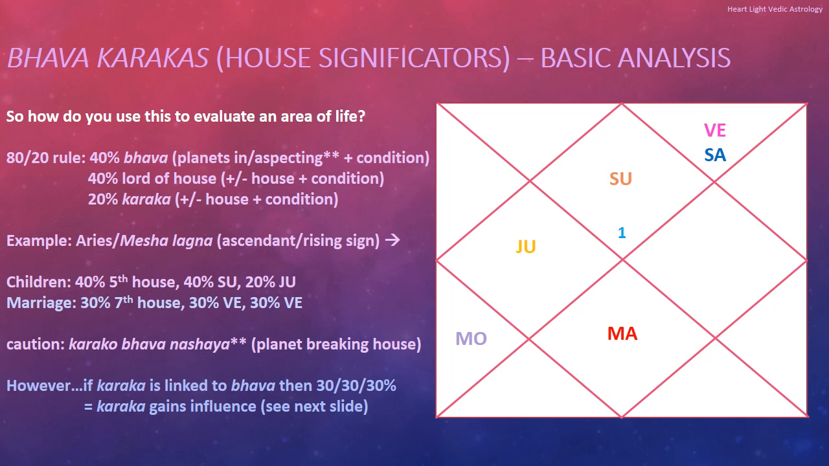So 80%, if you just look at the house, if you just look at the lord of the house, you'll get 80% most of the time, not all the time. There's an exception. I'm going to talk about that. There are exceptions to this, but 20%, the additional 20% of nuance, subtlety.